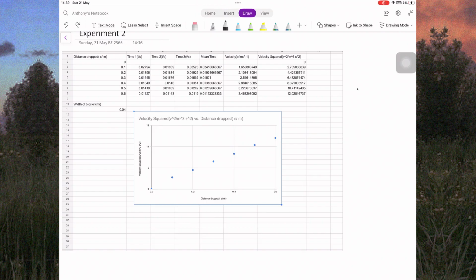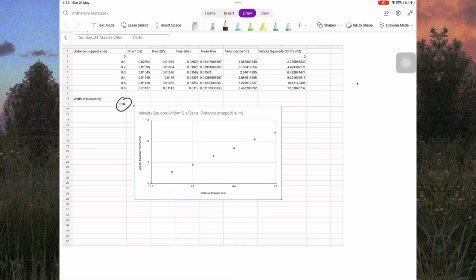This is what your data table should look like. And in order to find velocity, you have to find the width of the block, which I got down as 4 centimeters, and do your width of the block divided by the mean time for each distance interval. And this will give you velocity, and you can square the velocity. The reason why we've got to square the velocity is because of one of the suvat equations, v squared equals u squared plus 2as.